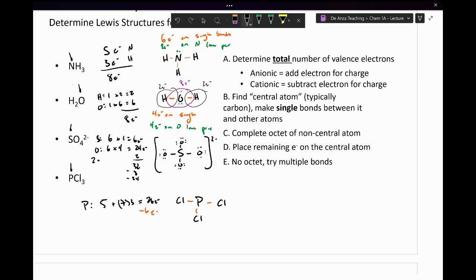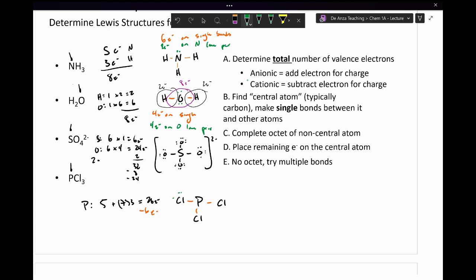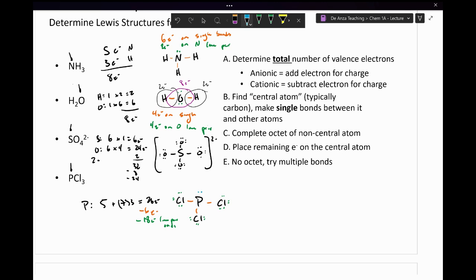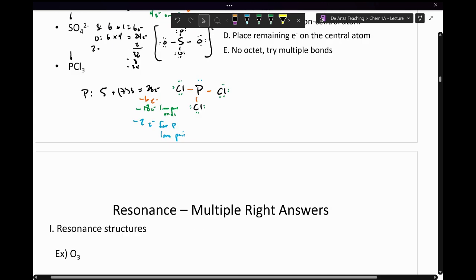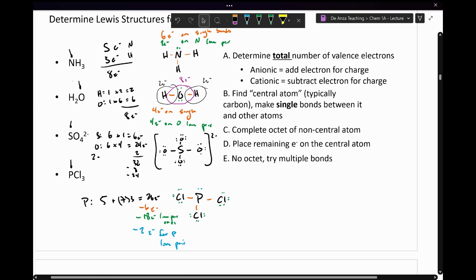We use 6 to make our bonds, and then we're going to use 18 to do lone pairs on chlorine. And what we're left with is 2 electrons, and we can put those onto phosphorus, and we get a 2-electron phosphorus lone pair. And that gives us our structure. So these should be the structures that you came up with. And so that's how we're going to draw up our separate Lewis structures for each of these different ones.